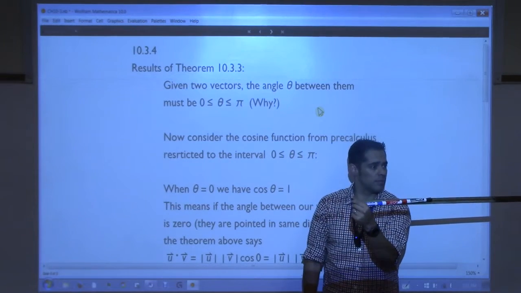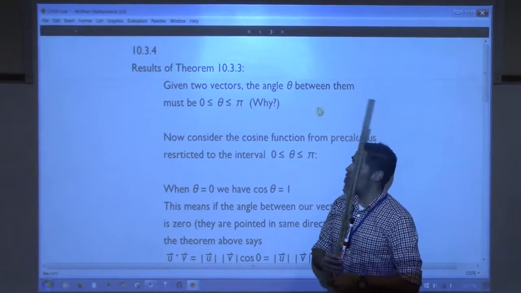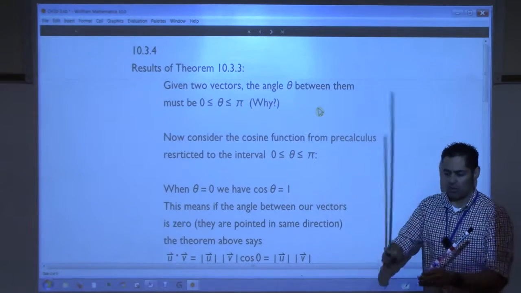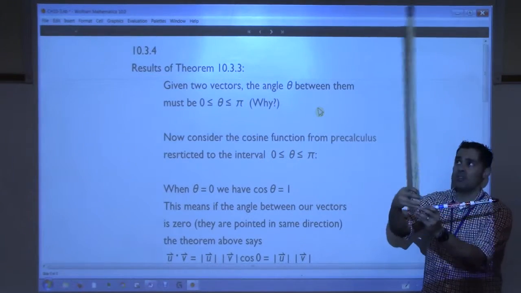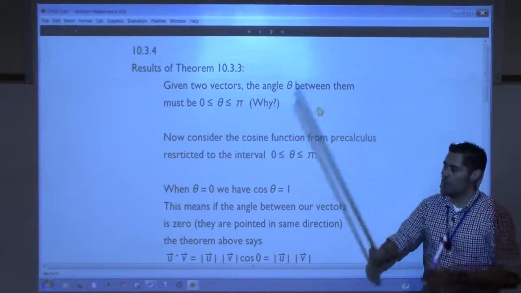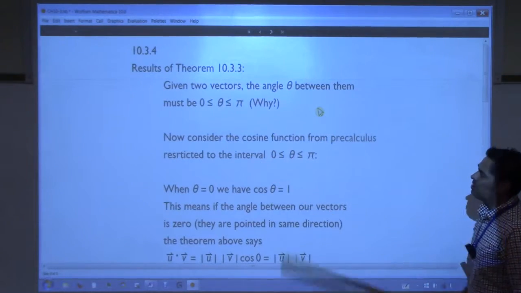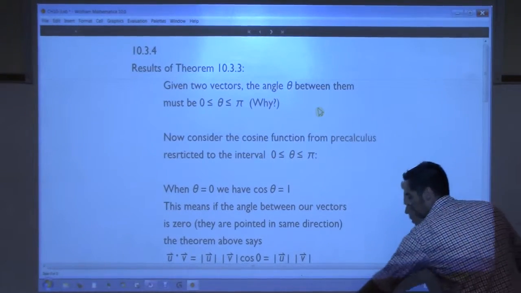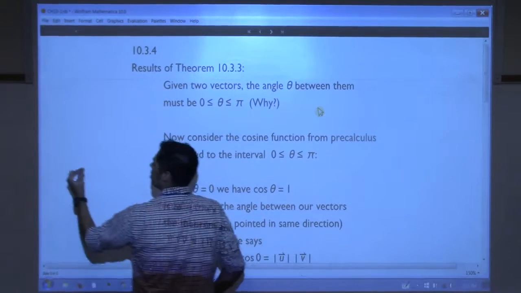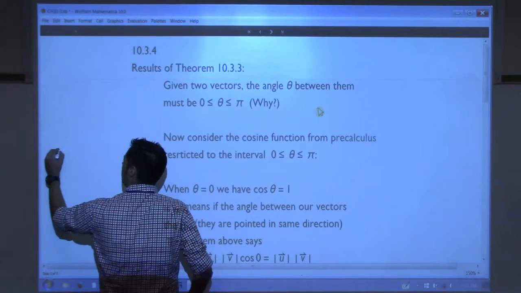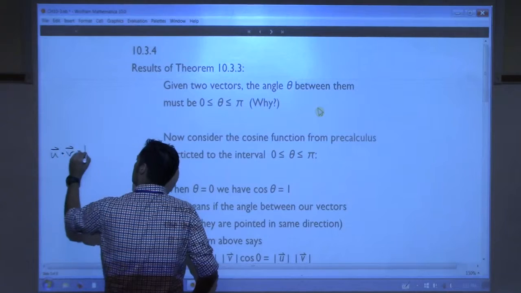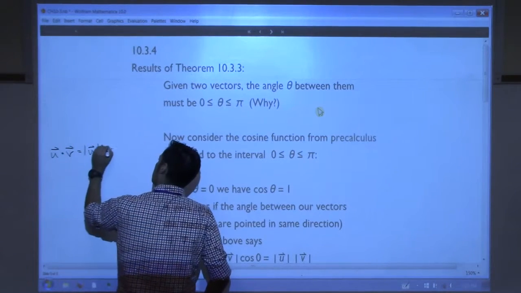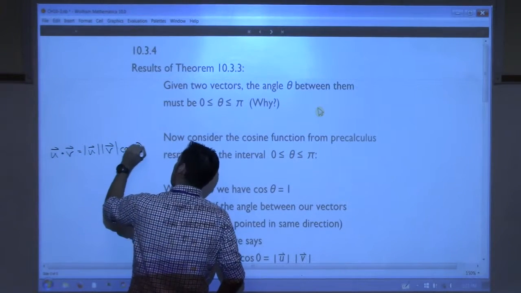What's the angle between those? 0. So no matter what, if someone gives me two vectors, the angle between them must always be between 0 and 180, yeah? Okay, now let's consider the cosine function from pre-cal. So what I'm doing is I'm about to look at this in more detail. U dot V equals magnitude of U, magnitude of V, cosine theta.